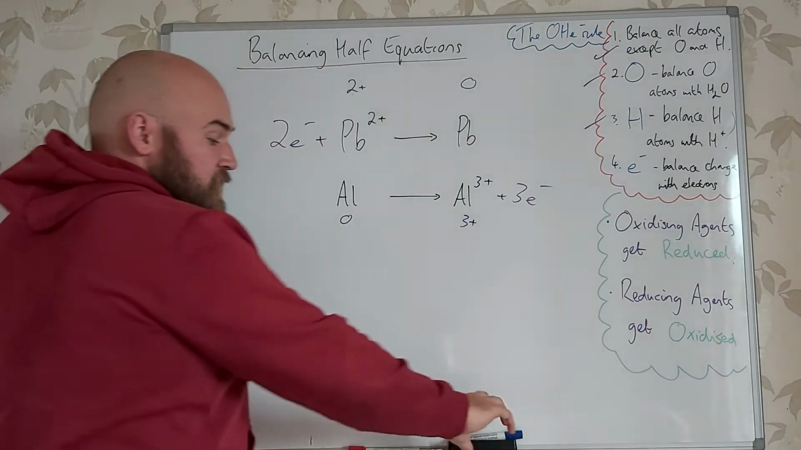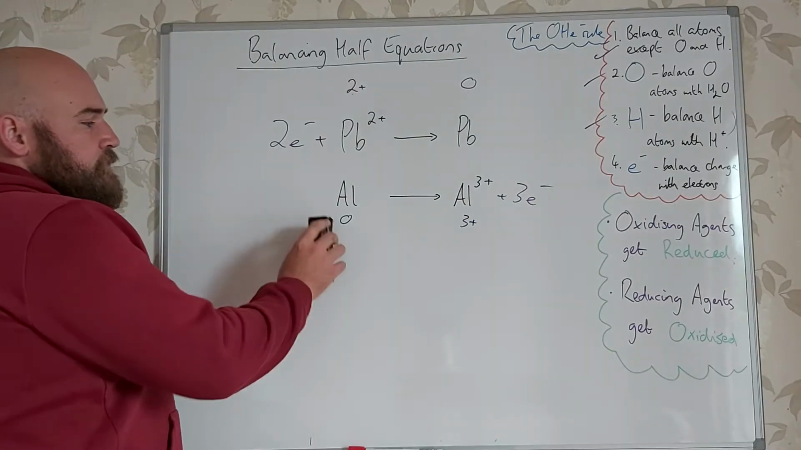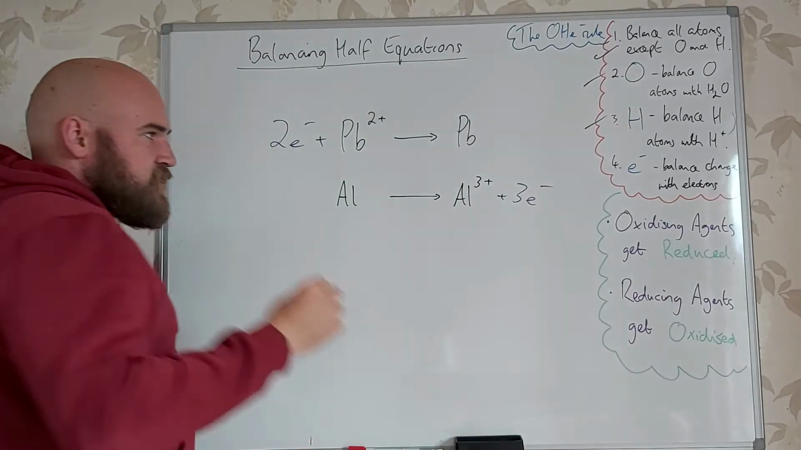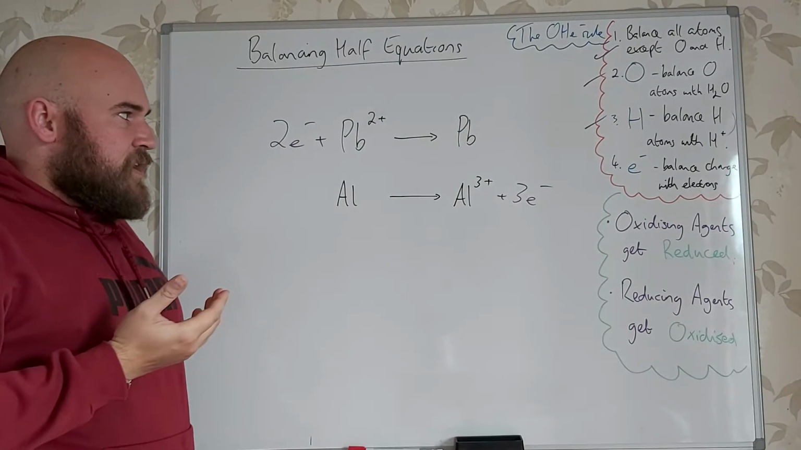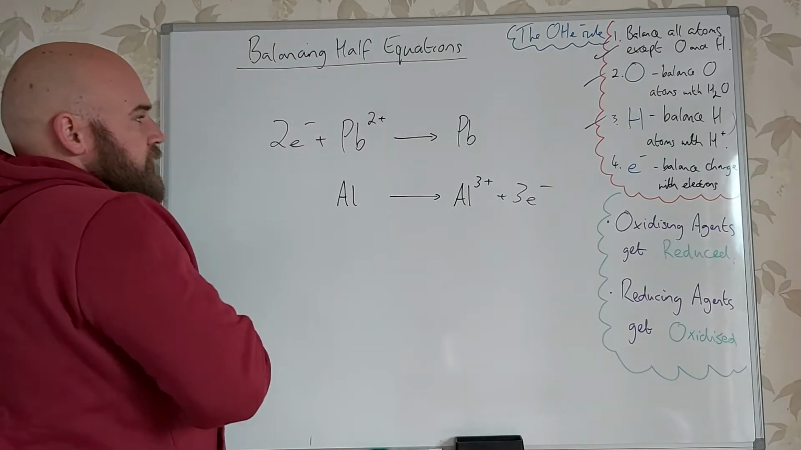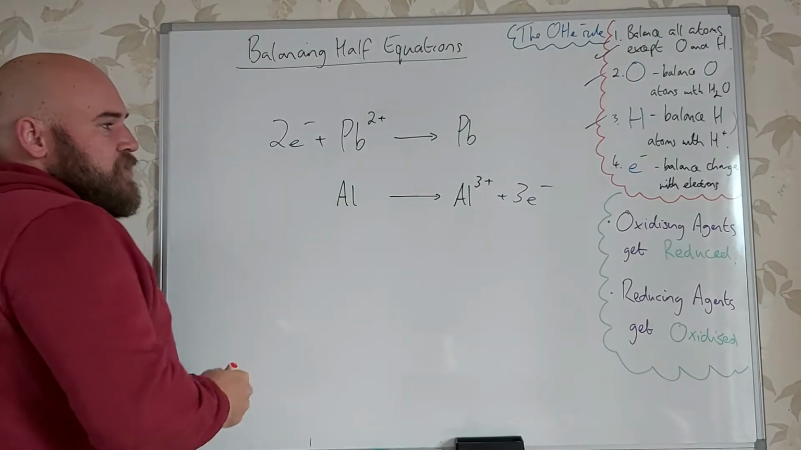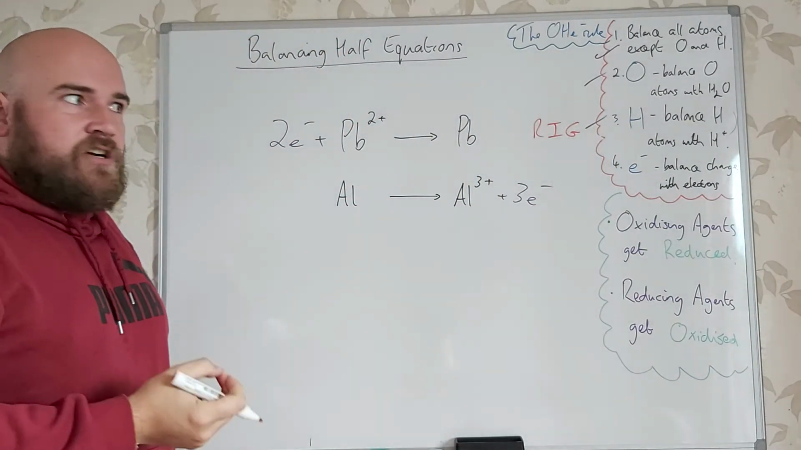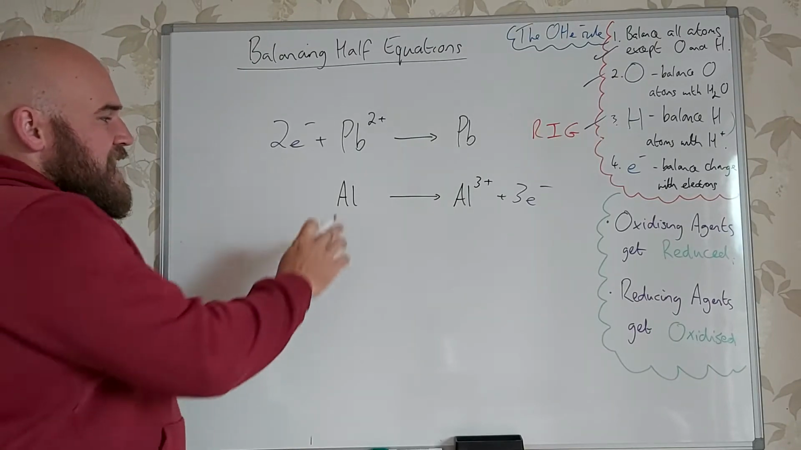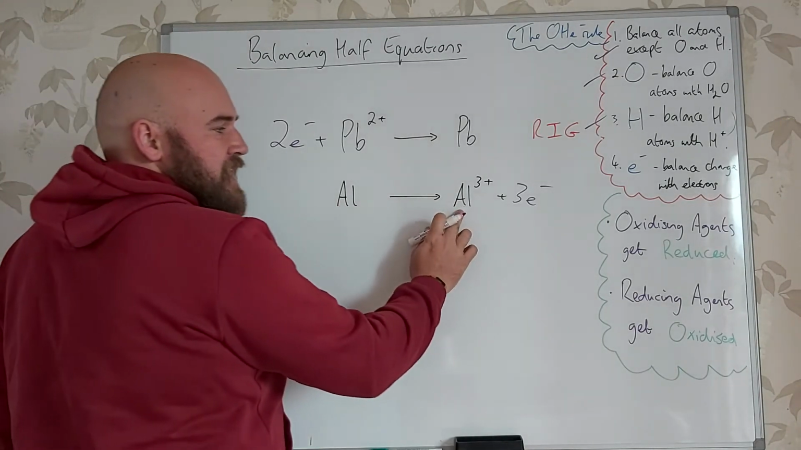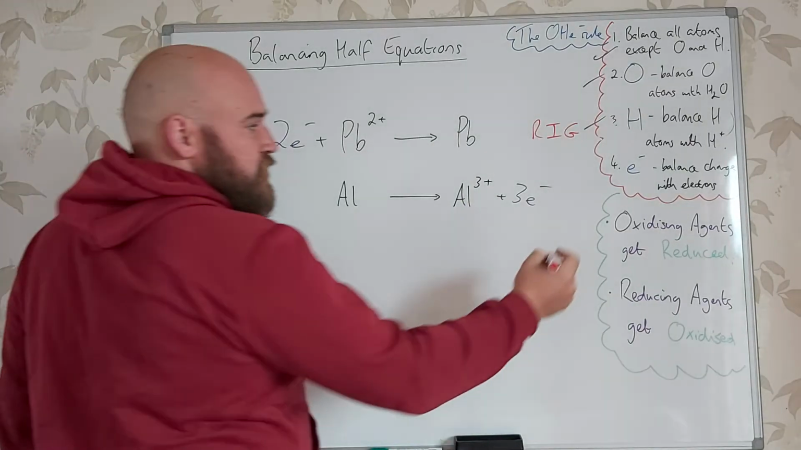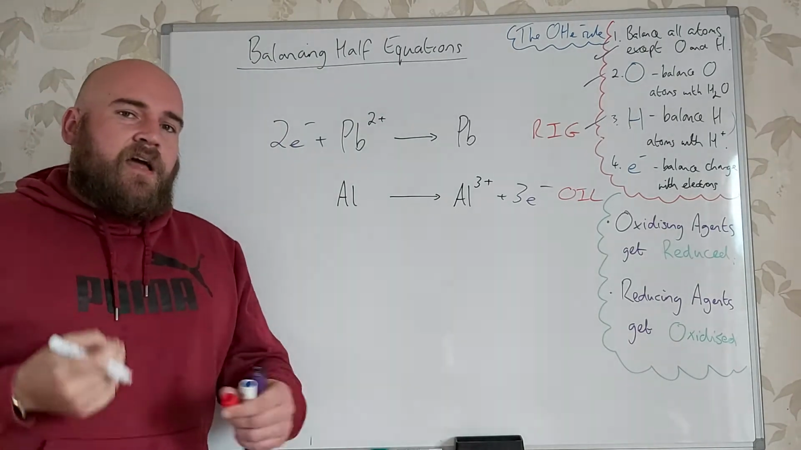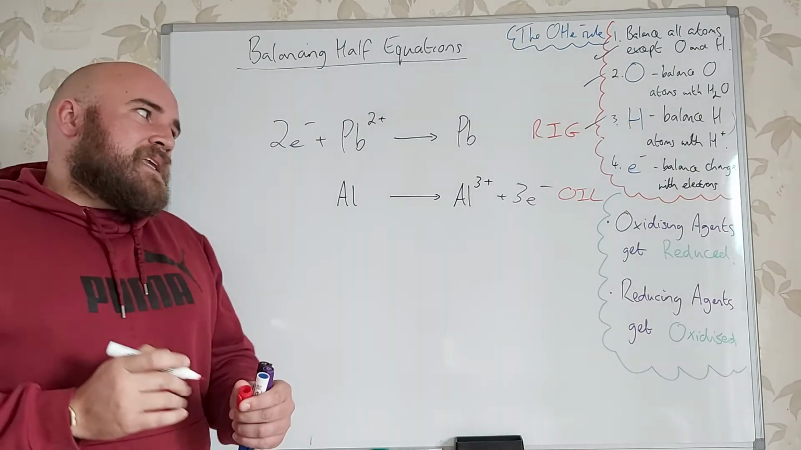And you can also combine these half equations to make an overall equation, and we'll discuss how to do that in a second. But before we do, let's just focus on what these equations are actually representing. This top one, the lead ions are gaining electrons, so I'm going to call that my rig. From OIL RIG, reduction is gaining of electrons. And here the aluminium atoms are becoming aluminium ions by losing electrons. So that is my oil. And that's quite important for being able to identify oxidizing agents and reducing agents. So we'll come on to that in a second.